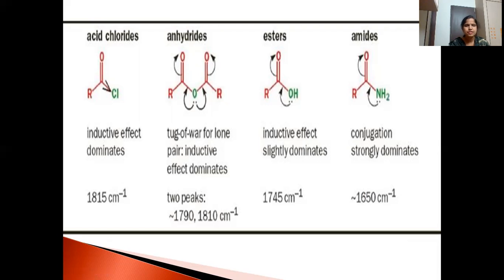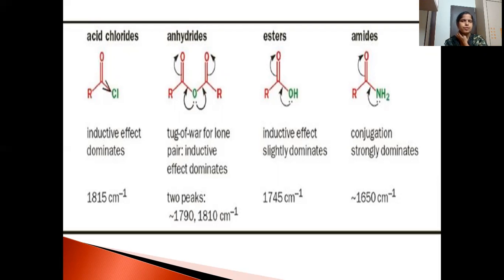So these are the different functional groups we are showing: acid chlorides, anhydrides, esters, amides. In acid chlorides, chlorine is attached at the carbonyl group and shows a minus I effect. So the minus I effect dominates in this case. When the minus I effect is there, the C=O will come closer, that is, the C=O bond length will decrease.